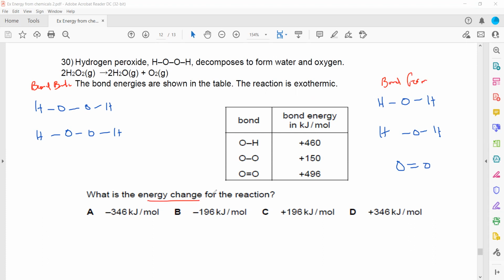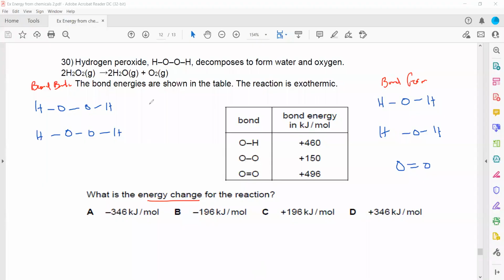So what is the energy change? The bond breaking minus bond forming. What is the right answer for this question? So we have 1, 2, 3 and 4 OH bonds for bond breaking. And we have 1 and 2 oxygen single bonded with oxygen. So it will be 4 into OH 460 plus oxygen single bonded with oxygen. So 2 are there. So it will be 2 into 150.